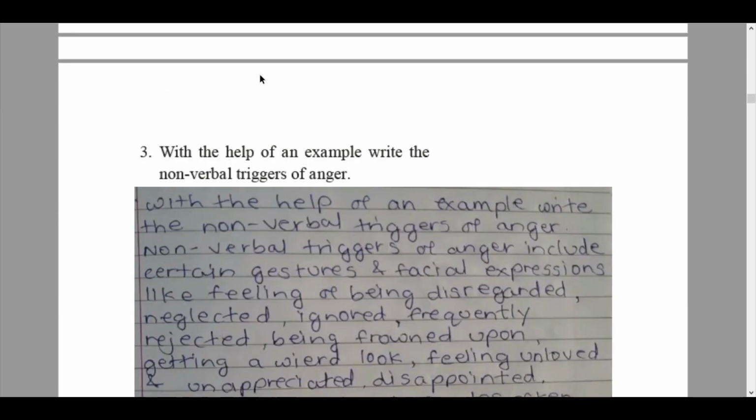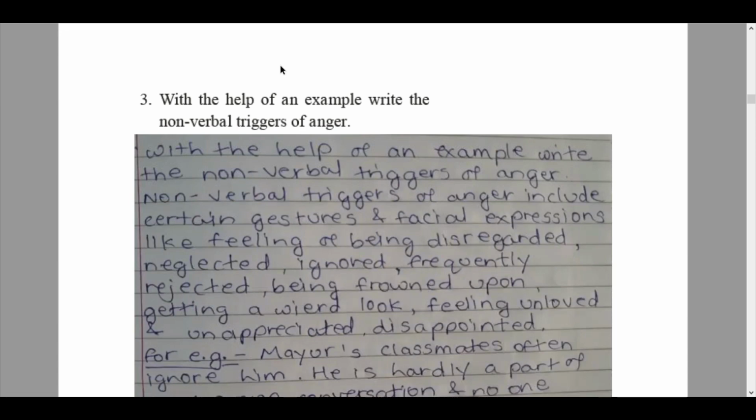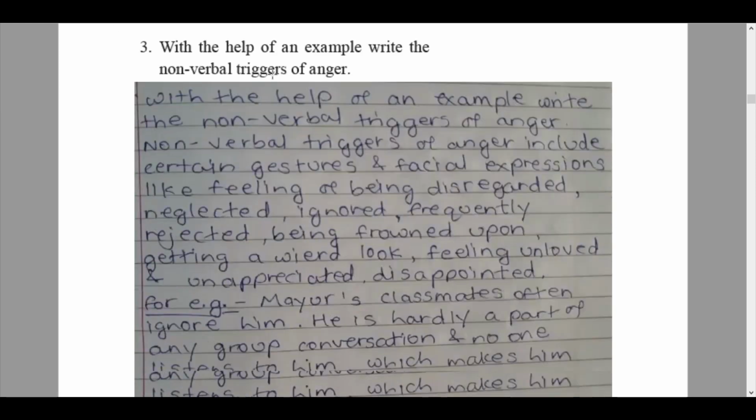So this was question 2, where an individual faces rejection. How does it happen and why does it happen? Has been explained in the previous question. Then we move forward to our question number 3. With the help of an example, write the non-verbal triggers of anger. Okay, so this is our question.